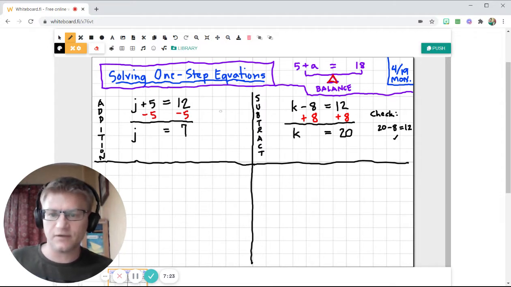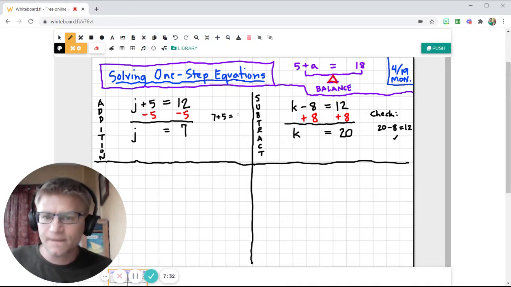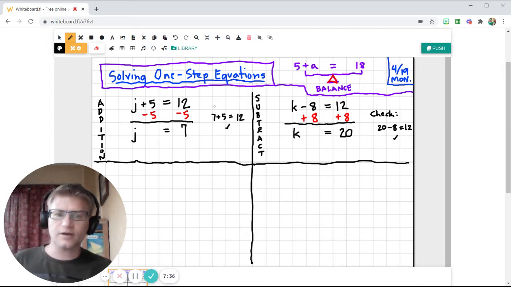Same thing over here. If I want to check over here, I would say, does 7 plus 5 equal 12, right? And that's a yes. So those work. And these are all like, we check it afterwards. We check and see if it works. So it's like we do our work and then we say, does it work? Oh, yes, it does. All right.